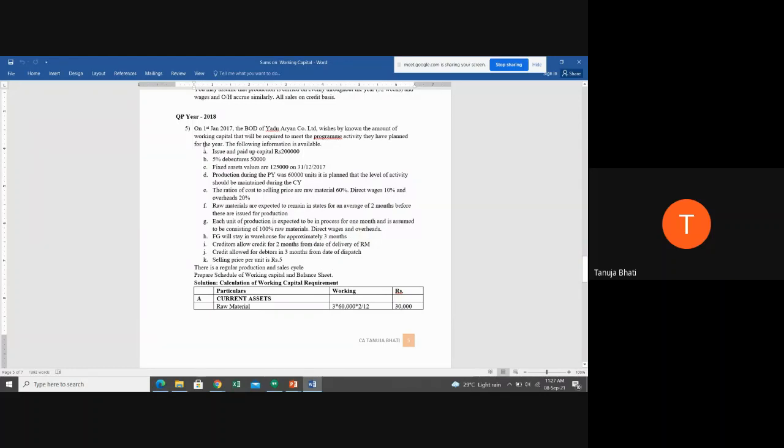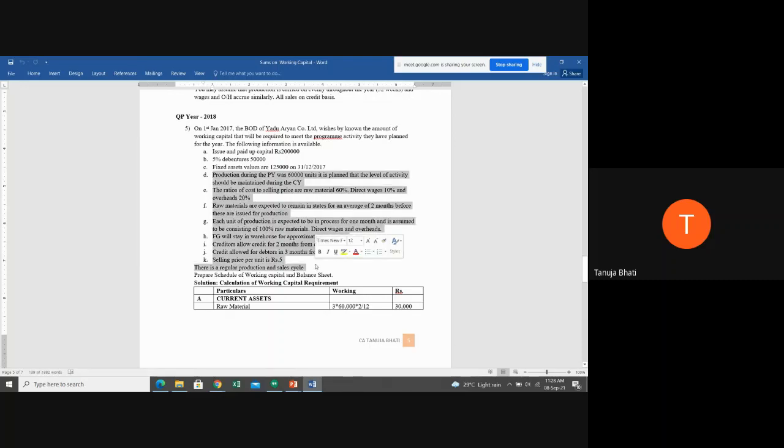Now, issued and paid up capital is not your current asset. It comes under your liability side. Debenture is not, it comes under your liability side. Debentures are not your current assets or current liabilities. It comes under long-term liabilities. So again, it comes in your capital, that is in your balance sheet. Fixed asset also will not come under the working capital calculation, because under working capital calculation we only take current assets. So your working capital calculation will start from point number D.